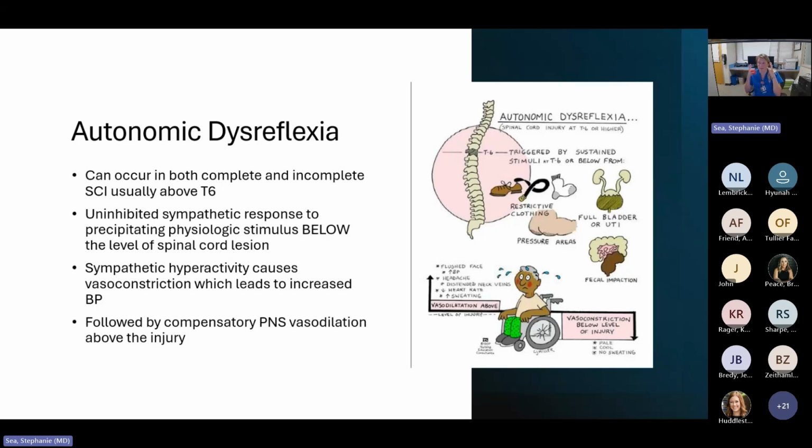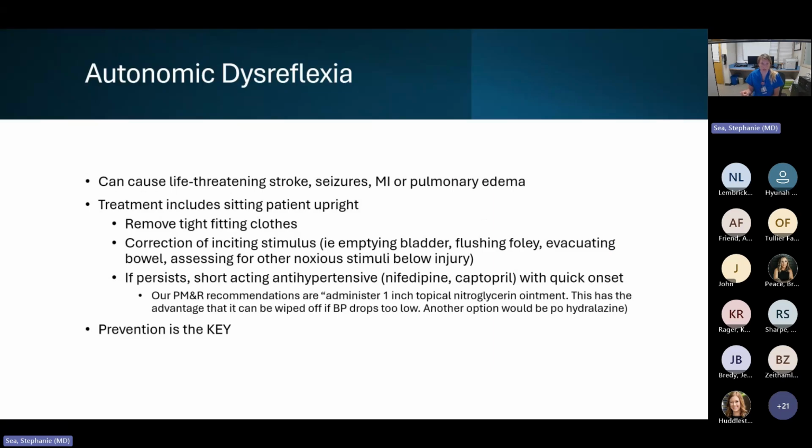So they'll get flushing in their faces, they'll get diaphoresis, a horrible headache, bradycardia, increased sweating. And this is something that needs to be treated very quickly, because it can cause life-threatening stroke, seizure, MI, pulmonary edema. So this is why it is really important to keep in the back of your mind and identify with these high spinal cord injuries.